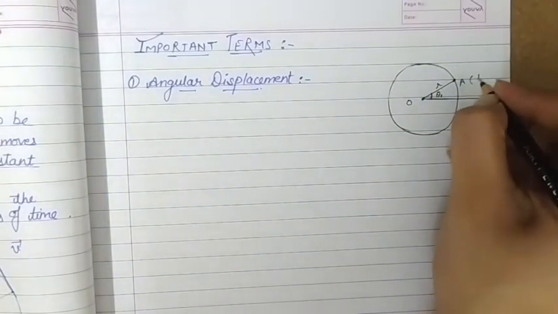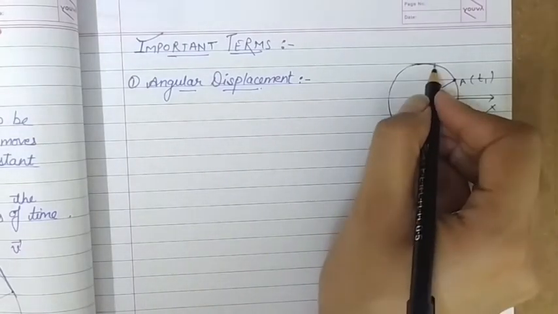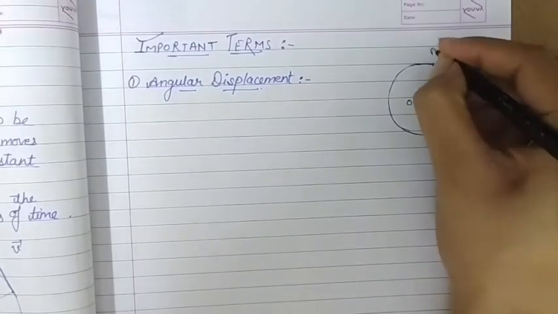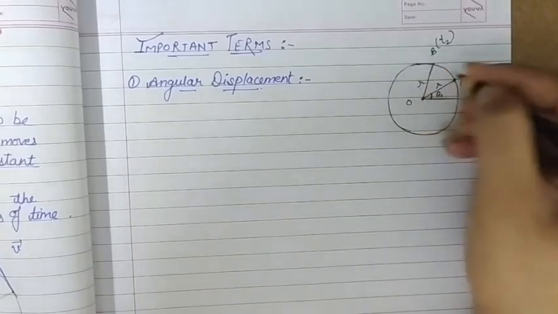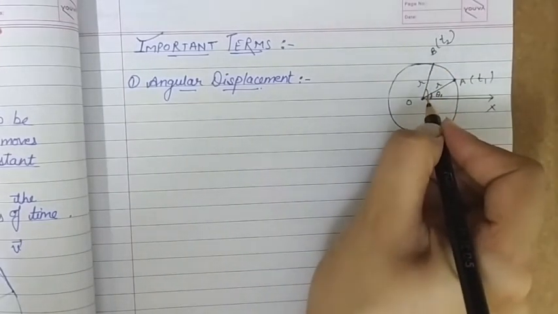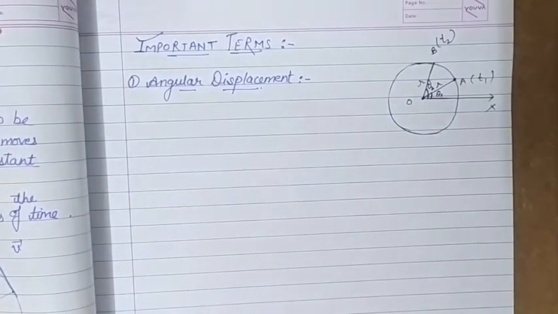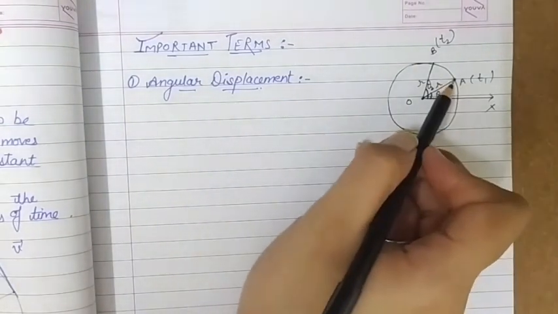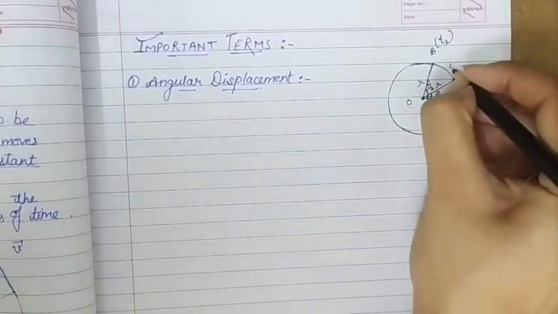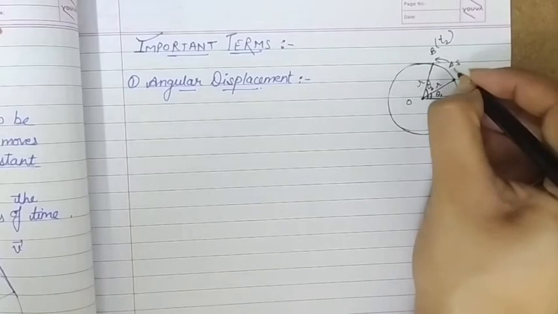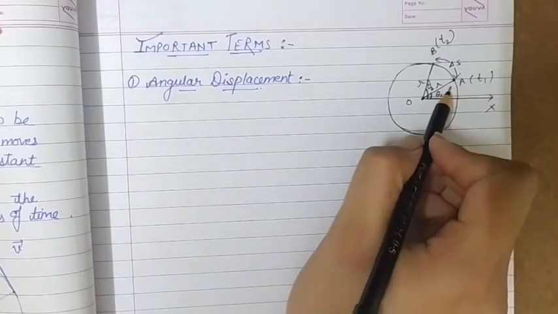Now this was a position at time t1. After some time, at the new position, suppose at time t2, again the distance of this position from the center is r, but the angle has changed now. Let this angle be theta 2. And the arc or the distance covered by the particle from A to B, let it be delta S. Delta S denotes the arc or the distance that is covered by the particle while moving from A to B.